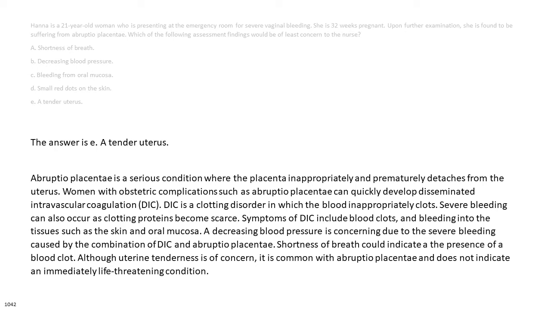Symptoms of DIC include blood clots, and bleeding into the tissues such as the skin and oral mucosa. A decreasing blood pressure is concerning due to the severe bleeding caused by the combination of DIC and abruptio placentae. Shortness of breath could indicate the presence of a blood clot. Although uterine tenderness is of concern, it is common with abruptio placentae and does not indicate an immediately life-threatening condition.